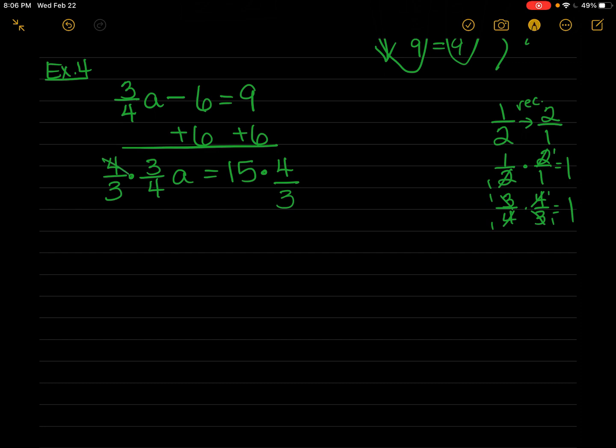So now these cancel each other out, and I just have A equals, and over here I need to solve this problem. So remember, we could put 15/1, and then we can simplify. 3 and 15 can both be divided by 3. So when I do that, 3 divided by 3 is 1. 15 divided by 3 is 5. And now I have 5 times 4 is 20/1. Well, 20/1 is just 20. So my answer is A equals 20.